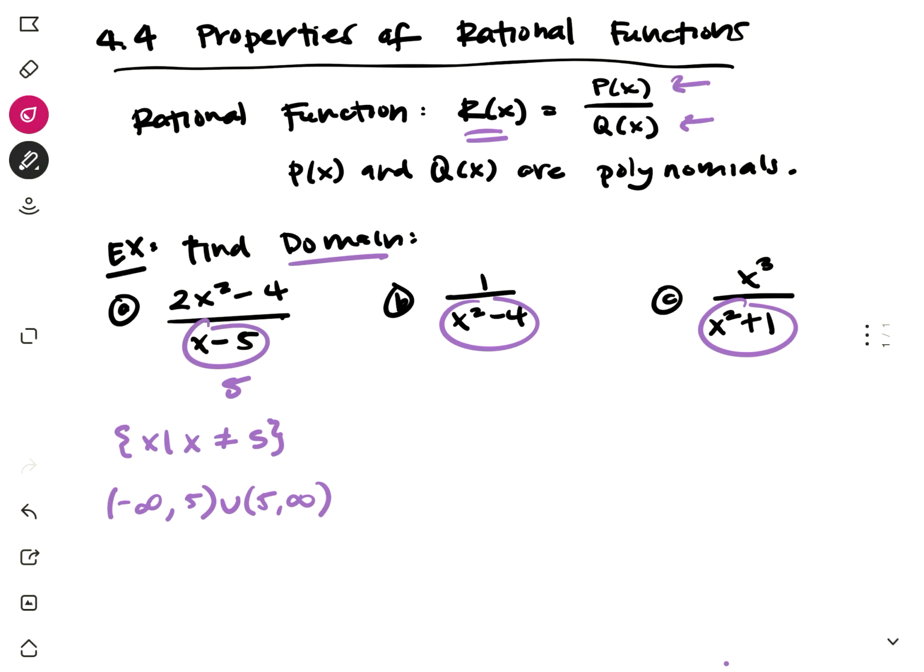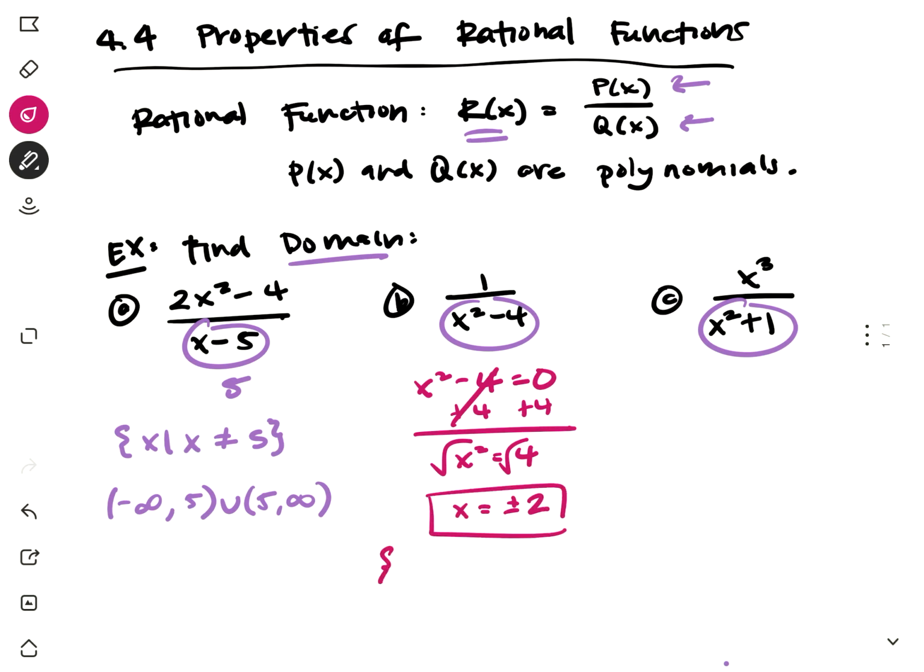Okay, if we look at the second one, it's a little bit more complex because we have that squared, but what we can do is set x squared minus 4 equal to 0 so we can find our domain restrictions. So for this one, we're going to add 4 to both sides. x squared equals 4. And then when we square root, we get x is equal to positive and negative square root of 4, which is 2.